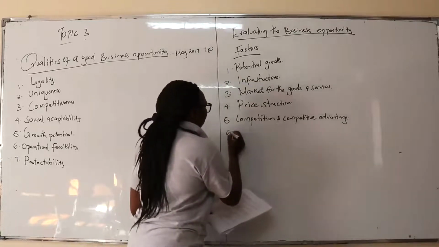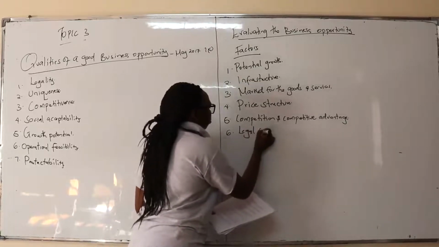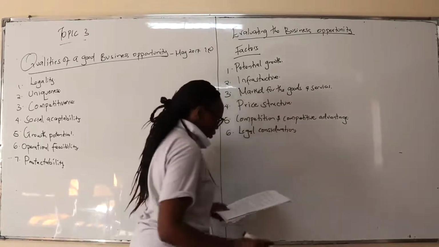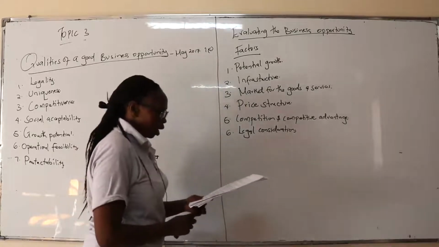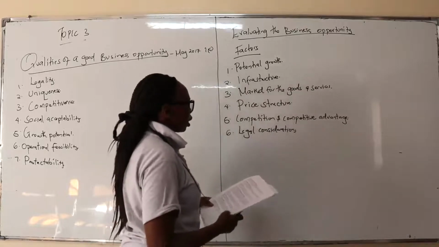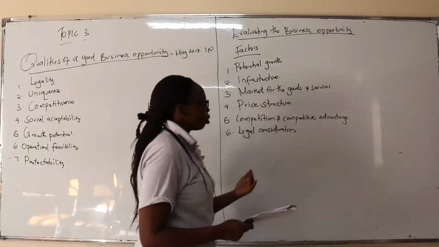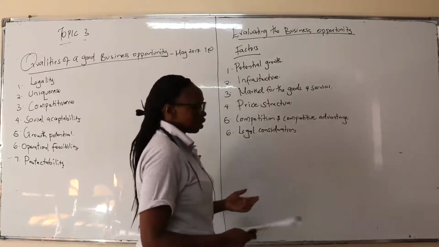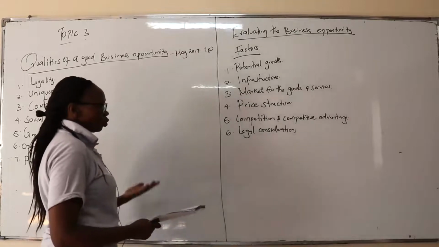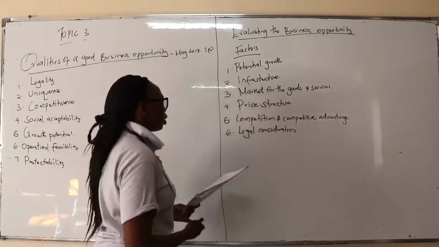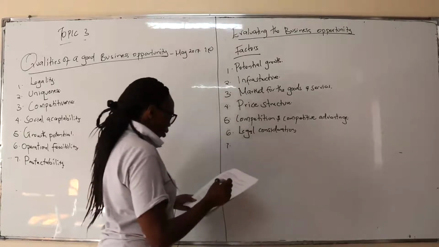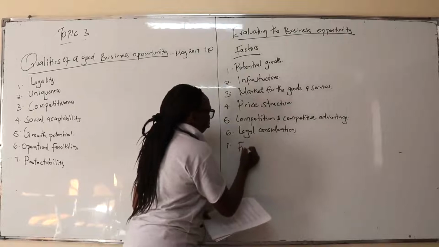Also consider the legal considerations. This is whereby you reconsider if that product is acceptable, and if you can trade within the acceptable rules and regulations. Remember, each country usually has its own rules and regulations. So before you choose a business opportunity, you have to ensure that it is acceptable within that country. Another one is about financial viability.